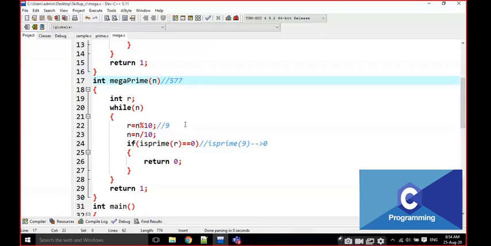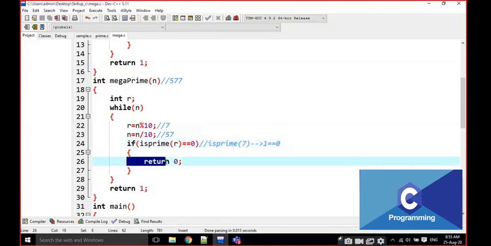577. First of all, the R value is going to be 7 here and the N value is going to be 57. Now I am going to check is prime of 7. What is the result here? Anyone, students? Is prime of 7? It is going to return 1, and now I am going to check is 1 equal to 0? No, not at all. It is not executing anything. This line is not executed.